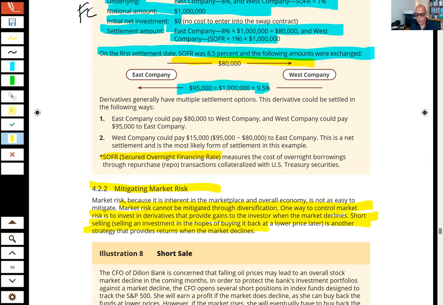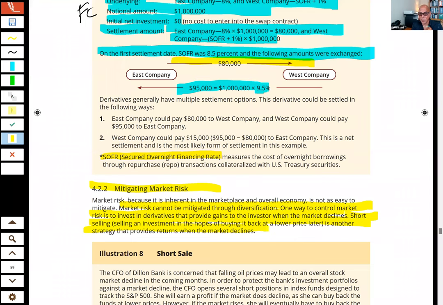So if I'm thinking the market's going to decline and I can't diversify out of this because it's market risk, all companies are going to suffer from this, what I would do is, let's say I'm going to do a short sale, I borrow a stock from you that's trading at $100. I go ahead and sell that stock. So I get $100. Now, I have to give you that security back at some point in time. So I've got $100 in my hand now, but I've got to get the security back.